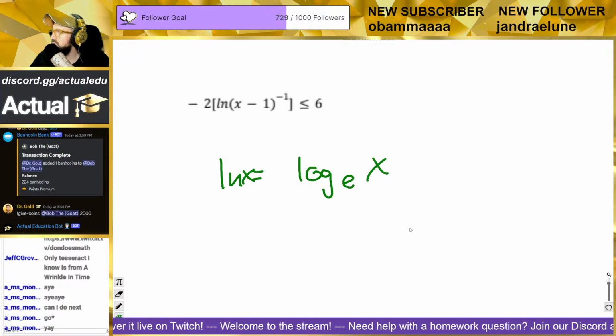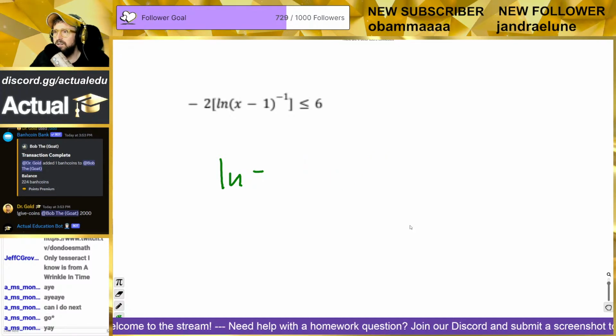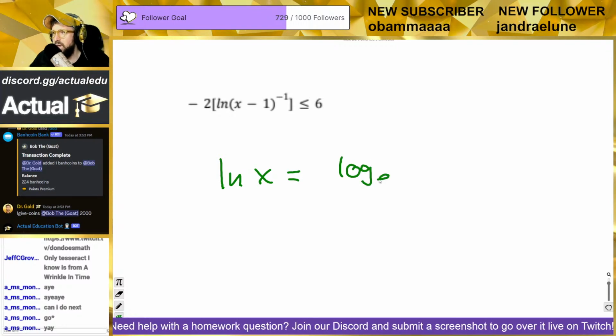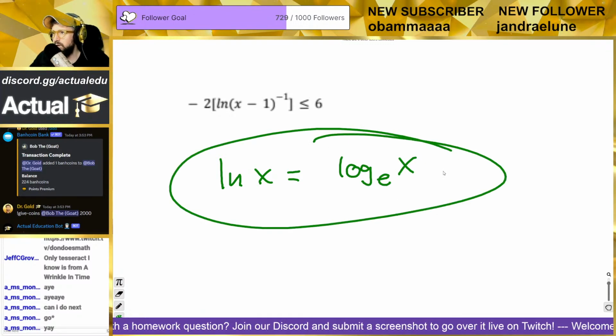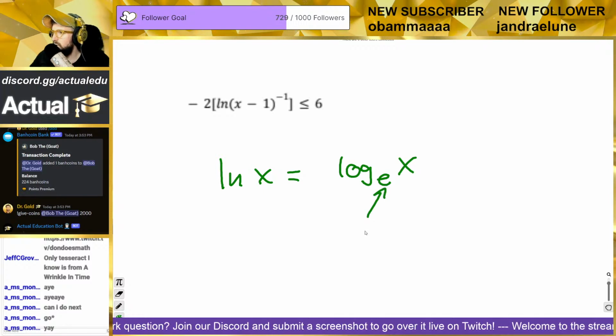Okay. Oh, sorry, my dad was talking to me. Can you repeat that? So ln of x is the same thing as the log base e of x. Have you seen this before? Yeah. Where e is Euler's number.